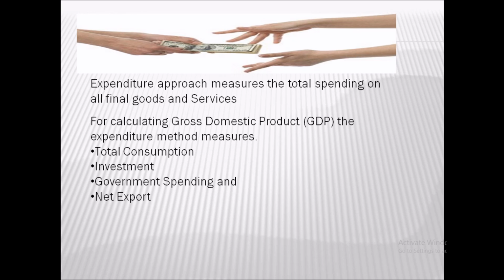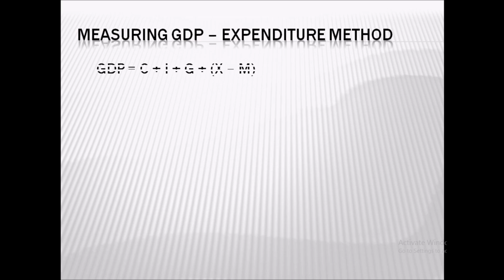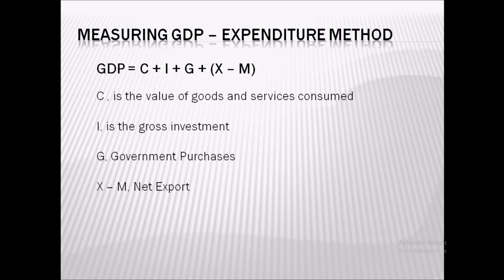And for calculating gross domestic product, the expenditure method measures the total consumption, investment, government spending, and the net export. So you have a formula for that one, wherein GDP is equal to consumption plus investments plus government spending and the net export. Okay, so C stands for the value of goods and services consumed, I is the gross investment, G is the government purchases, and X minus M represents the net export.